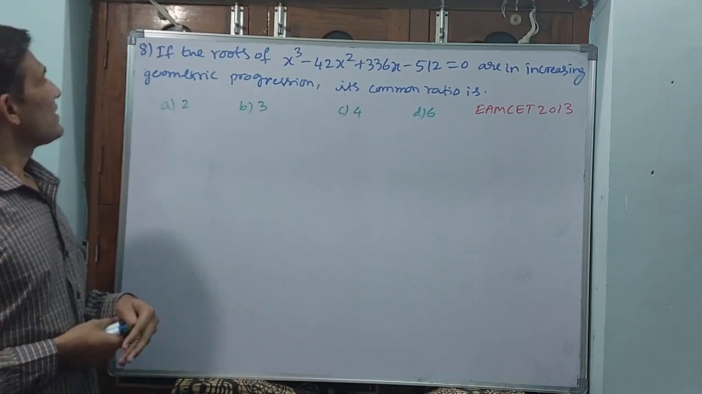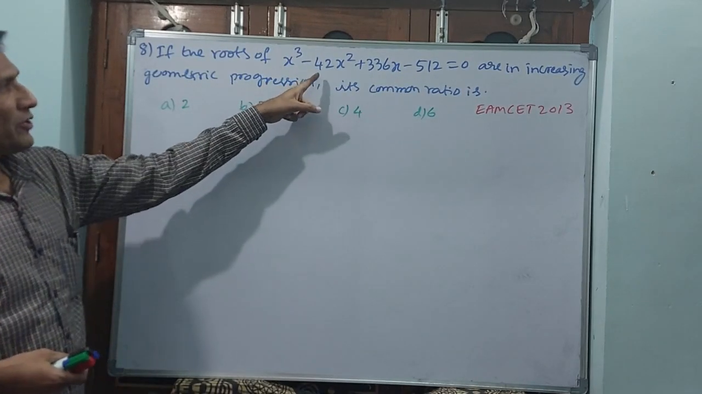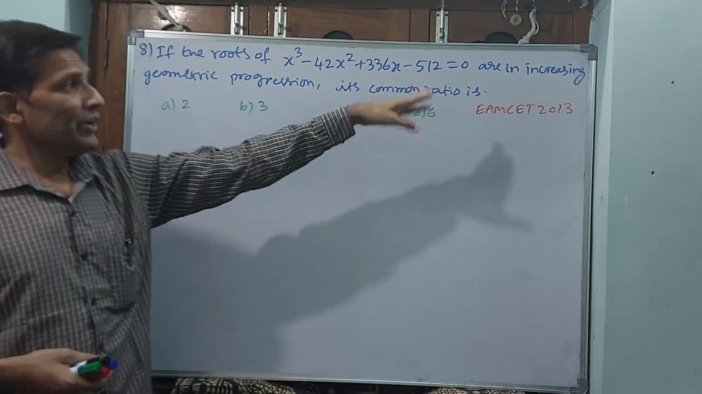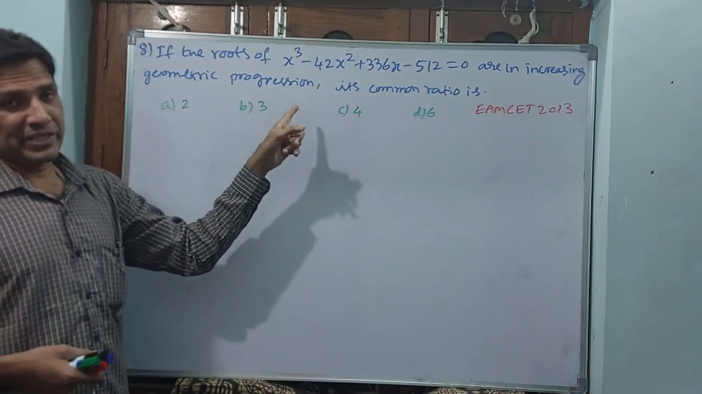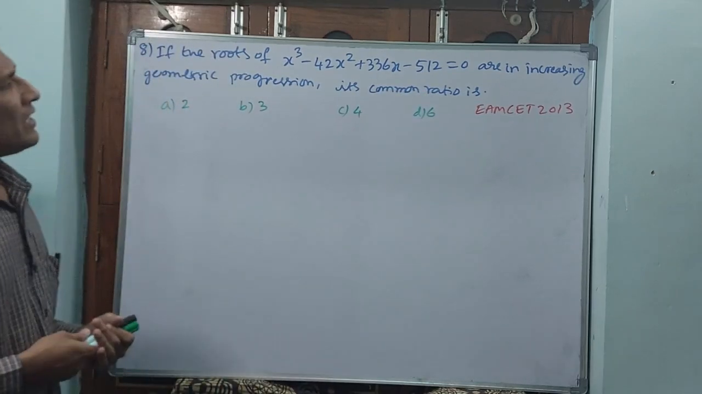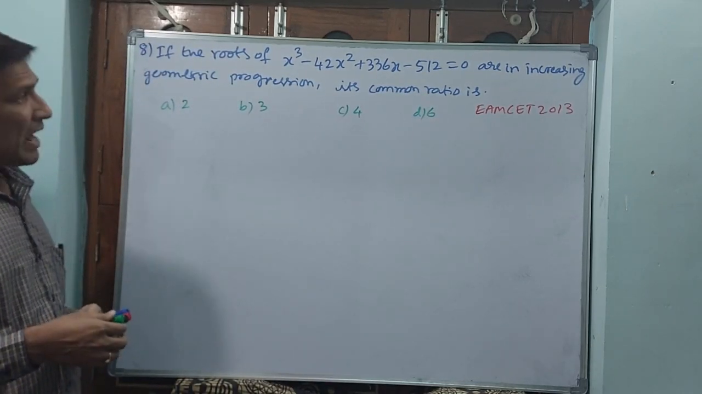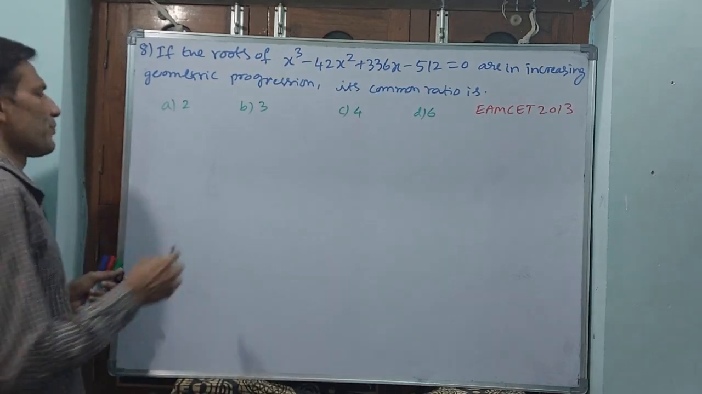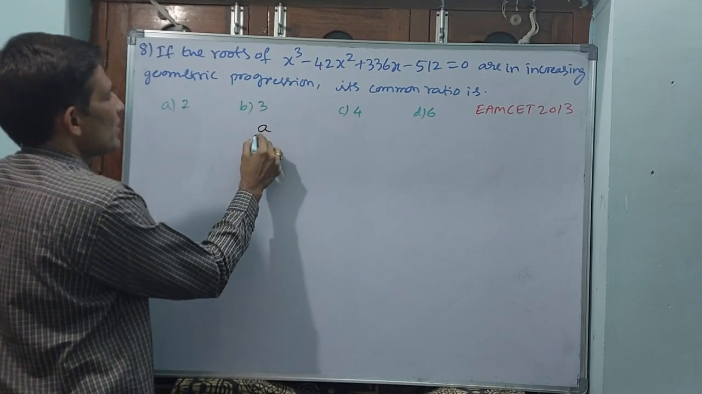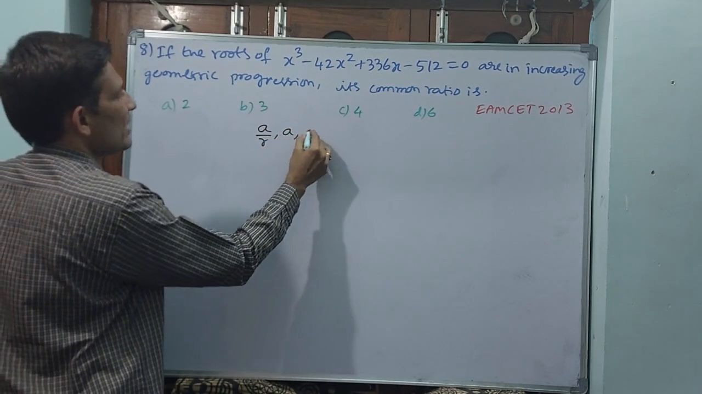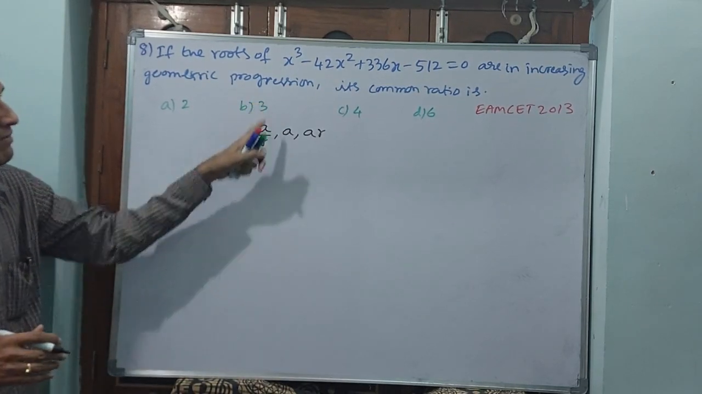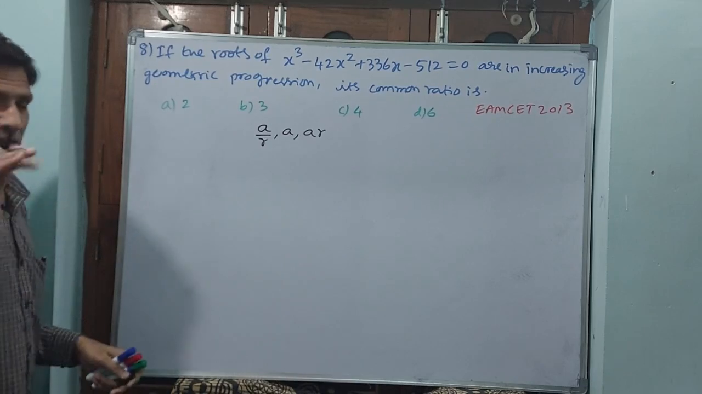Okay, see question number 8. If the roots of x cube minus 42x square plus 336x minus 512 equal to 0 are in increasing geometric progression, that means roots are in geometric progression, normal but increasing. Its common ratio is... see what it is asking. See, roots are like this: A by R, A, AR, geometric progression. Like this only you take whenever 3 roots are there. Why? Because it is a cubic equation.